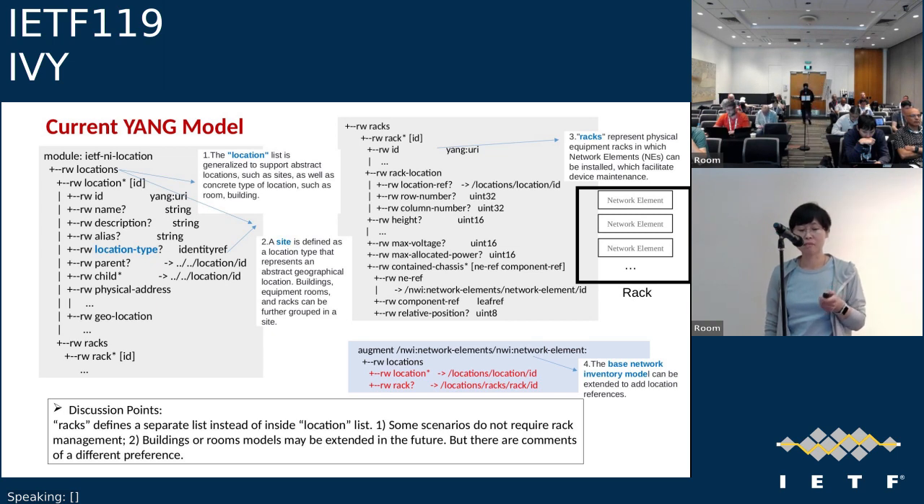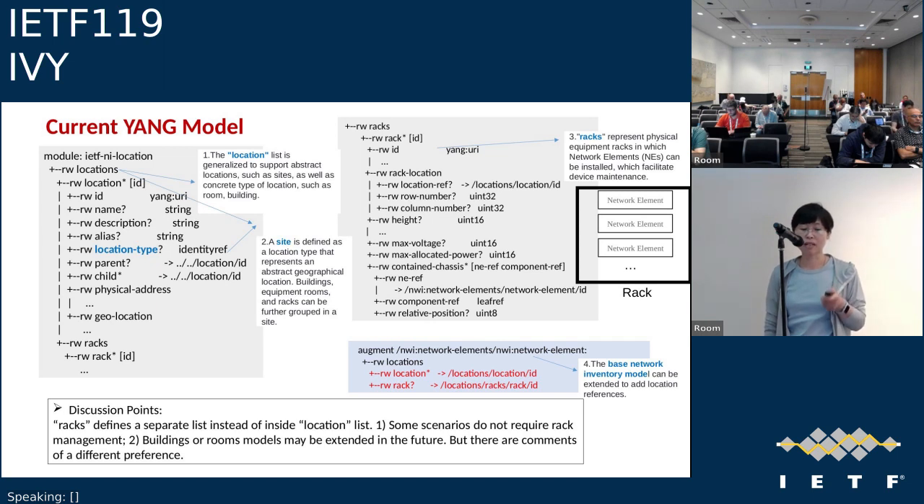And another aspect of this location list is that it is not a flat list. This list can have a hierarchical structure in it, such as a site can contain several buildings, and a building can have some rooms, and a room can have some racks in it.